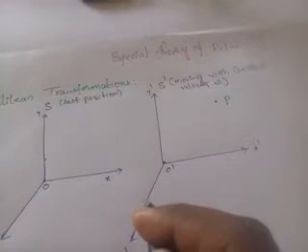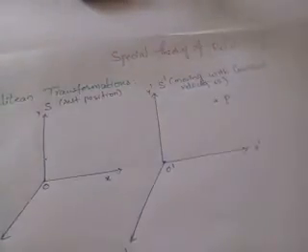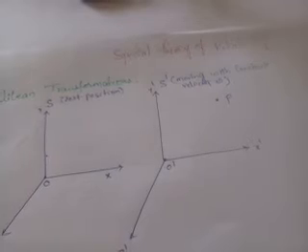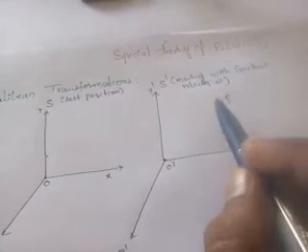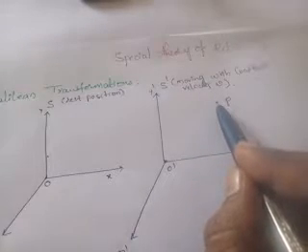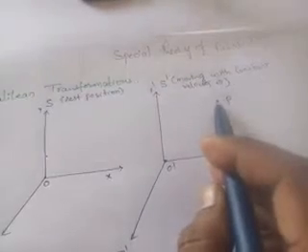Now let us assume an event takes place in the S dash frame at point P. Any event, any action takes place at point P in S dash frame. Remember, an event takes place in S dash frame at point P. You must remember.